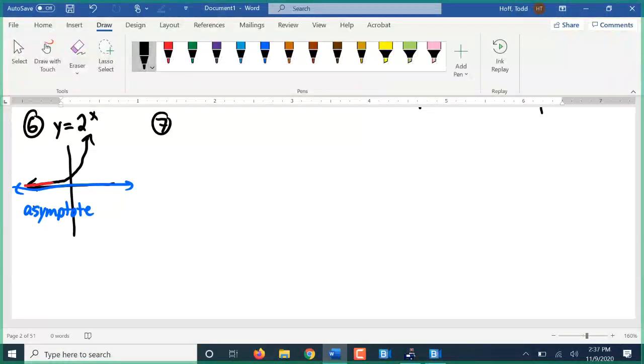Number 7, very similar to an example we did earlier. Y equals x to the third minus 1. That cubic curve or that S-shaped curve, looks something like that, goes through 1 below the origin, right down there.